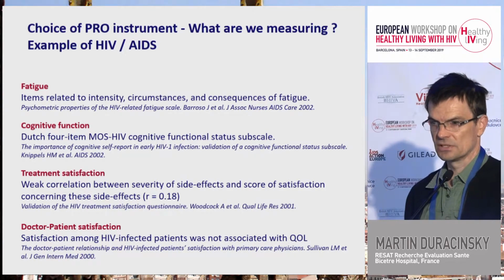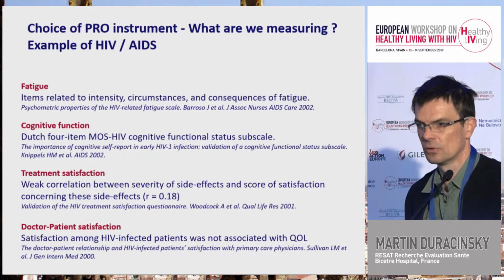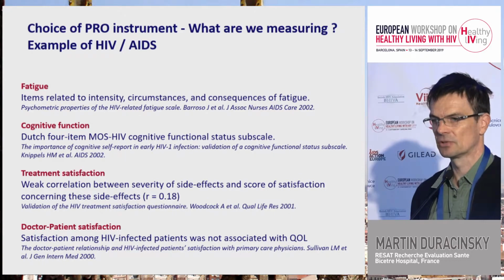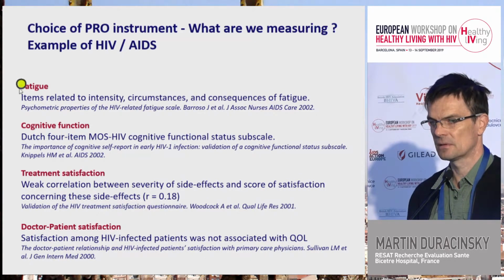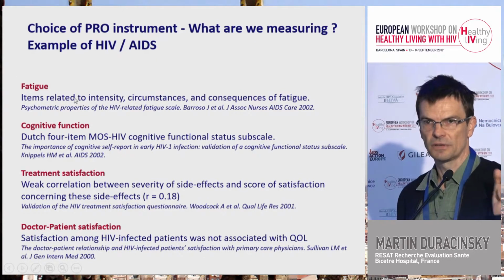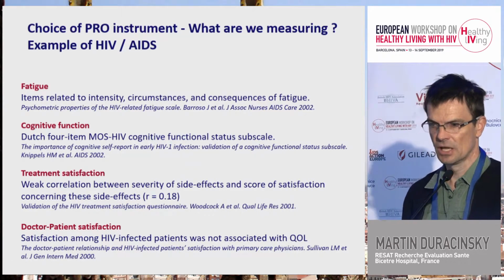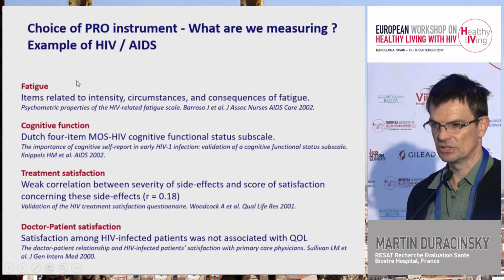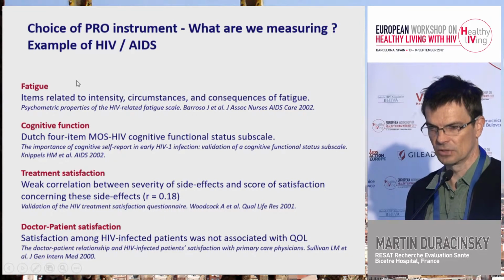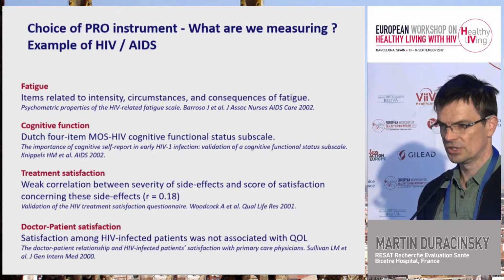So how to choose an instrument? For example, if you want to measure the impact of fatigue, you should have either an HIV questionnaire that has a fatigue dimension or some fatigue questionnaire. If you want to measure cognitive function, you have to take a cognitive function questionnaire, or for treatment satisfaction, or satisfaction with care.